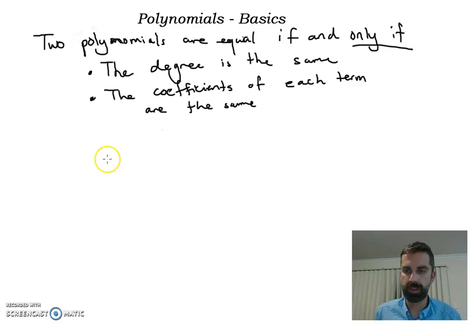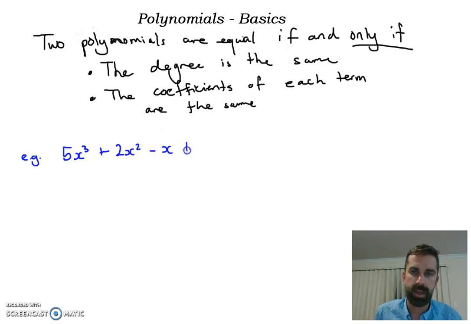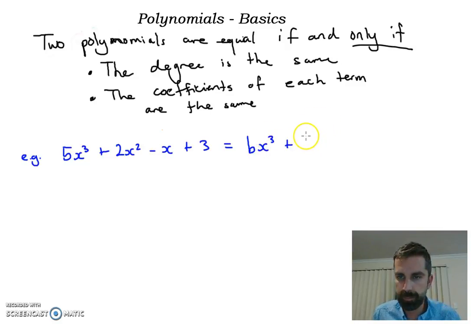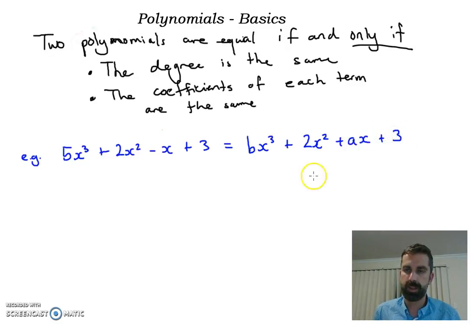Okay, it seems fairly obvious. Let me just show you a little example of why you might need to know this. Let's say that we had a polynomial 5x cubed plus 2x squared take x plus 3. And we said that was equal to bx cubed plus 2x squared plus ax plus 3. And we wanted to know what are a and b.